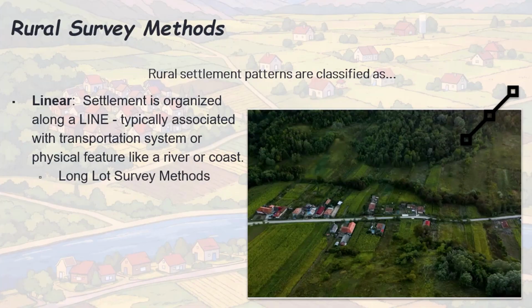Check out the image. One road, houses stacked along it and behind each one, long, skinny strips of farmland stretching out like taffy. That's called the long lot survey method. And it was basically designed so everyone could be close to the road or water and still grow crops like a pro. And here's where it gets deep. All these patterns, they leave marks, literal marks on the land. So let's talk about how people shape the world, and how the past doesn't always stay buried.